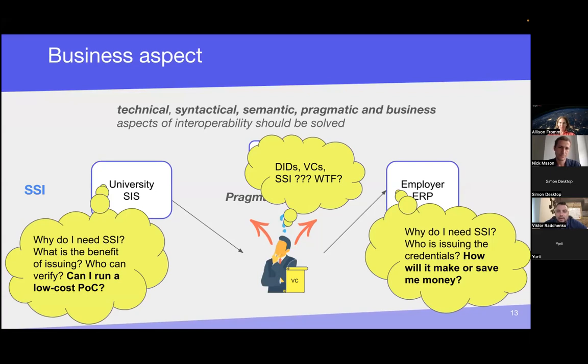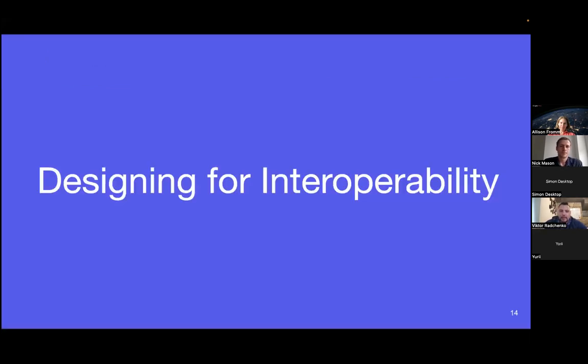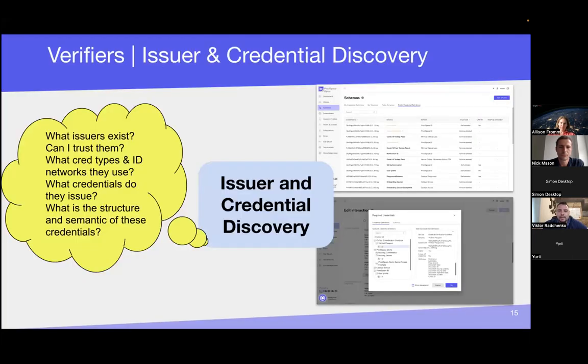So we need somehow to give a way for people to try SSI and to choose between different solutions, different identity networks, credential types, and so on. And that's how we started thinking of interoperability, and came to the next key points that our platform is solving in one way or another.